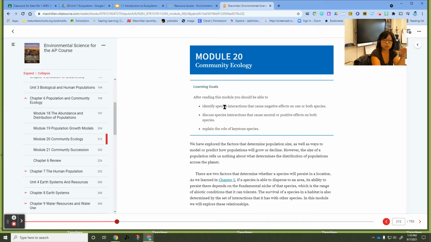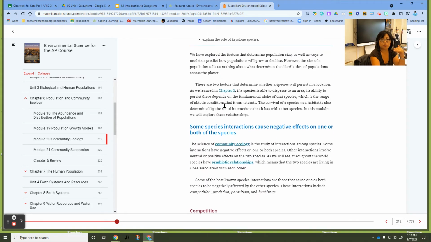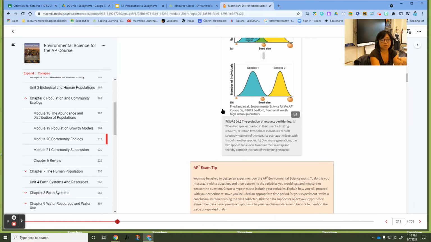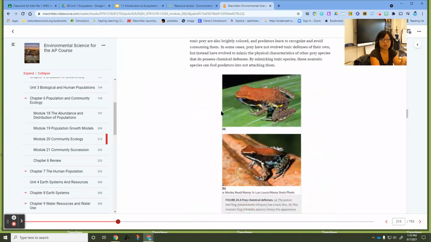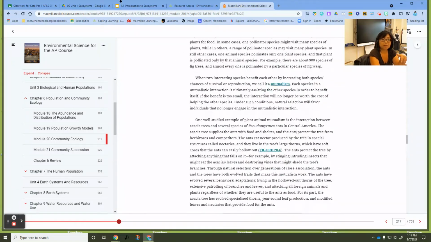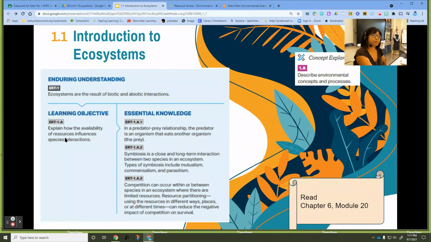All right, so module 20 is community ecology. Community ecology is about interactions between populations. So that's what we're going to be talking about here. Here are all the readings you've got to do.